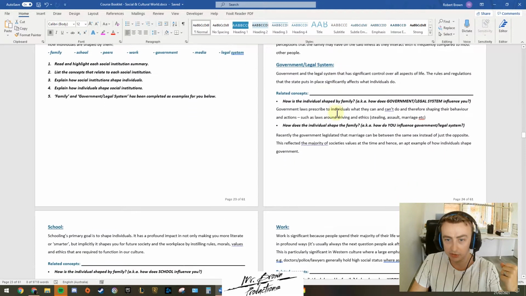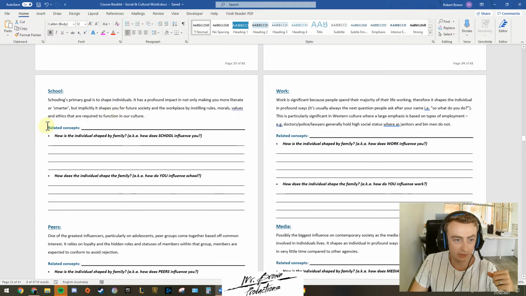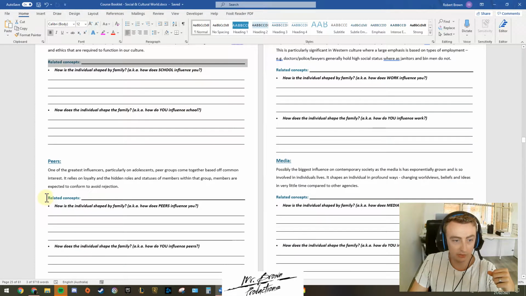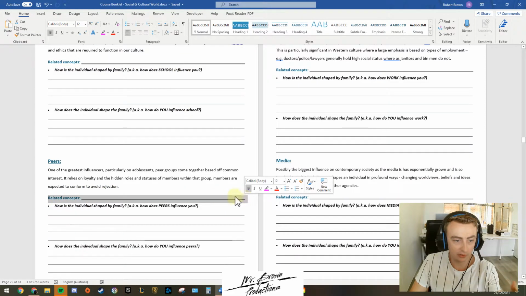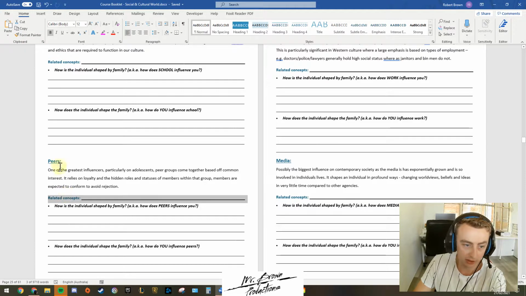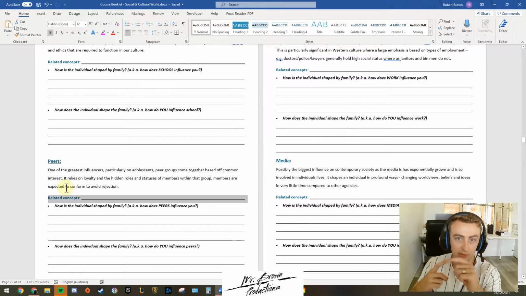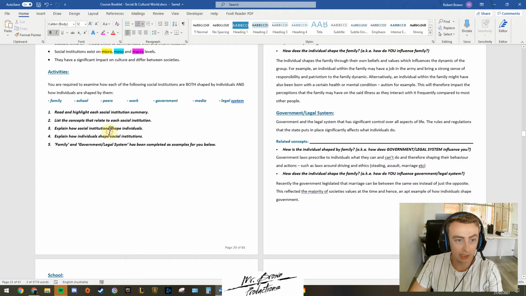Try thinking of the main ones, and then what I've done later on is I've left them blank for you guys to put in. So for example, peers, some related concepts you might put there. Persons would be one, culture might be another, identity could be another, so power, all that kind of thing. So try and relate as many concepts as you can to each of the social institutions.